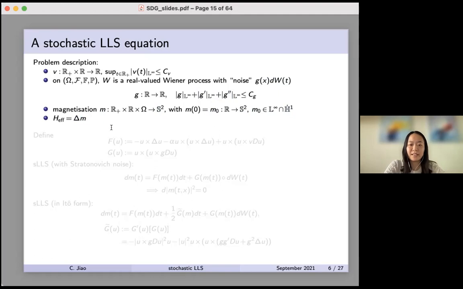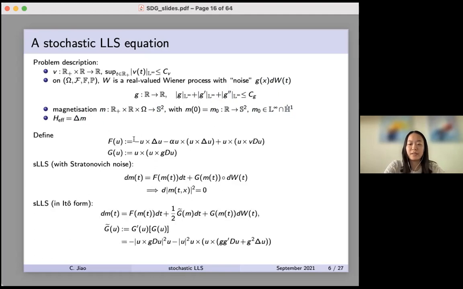For simplicity, let's just define F to be the right-hand side of the deterministic LLS equation, consisting of the precession term, the damping, and the transport term. The transport term should have been negative V du, but we just choose to rewrite it into this double cross product following a trick in the paper by Melchior. This helps us to preserve the magnitude 1 property of discrete approximations later on in the proof. So the highlighted part is literally equal to negative V du, provided that u has magnitude 1.